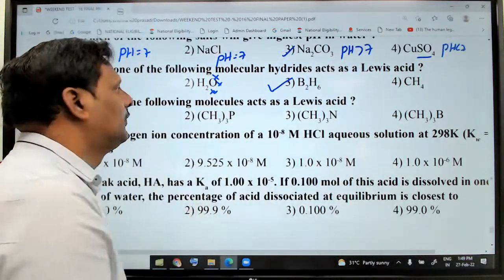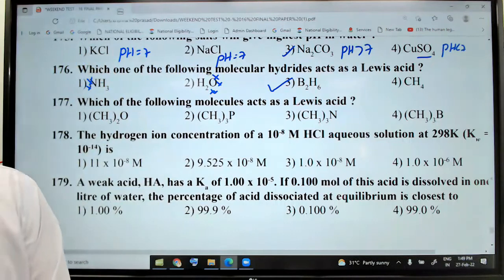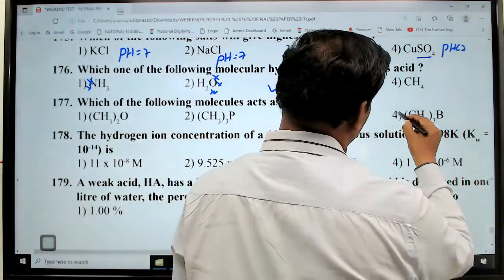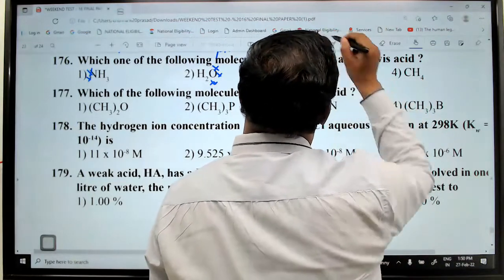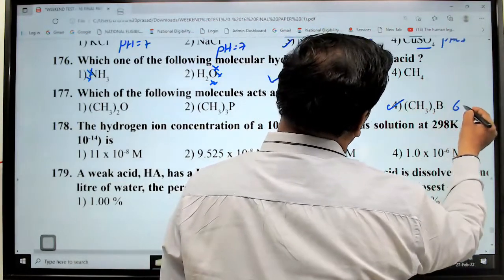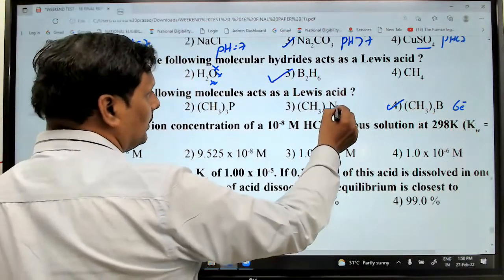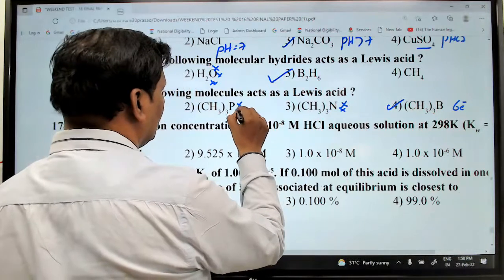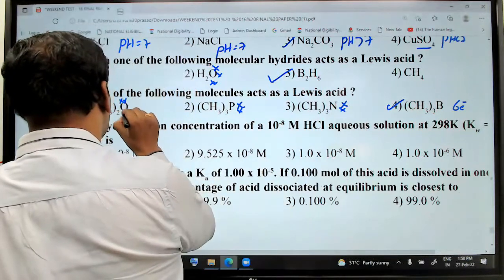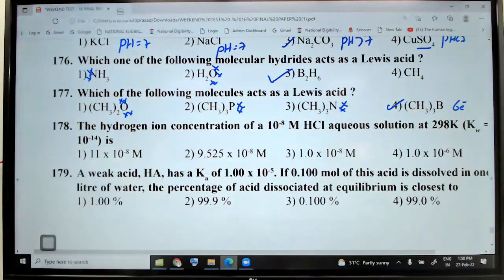Now, which of the following molecule? Again, Lewis acid का मतलब electron deficient है. अच्छा, whenever boron compounds are electron deficient. Boron compounds are because valence shell में 6 electrons है. Still, it requires 2 more electrons. अच्छा, here lone pair is there ना, Lewis base है. Whenever lone pairs are there, Lewis bases.